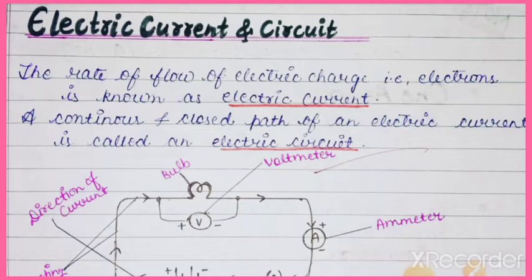The rate of flow of electric charge, that is electrons. So we know that charges are of three types: protons, electrons and neutrons. Protons carry positive charge, electrons carry negative charge and neutrons are neutral, right? So the rate of flow of electric charge, that is electrons, is known as electric current or current. And a continuous closed path of an electric current is called an electric circuit.